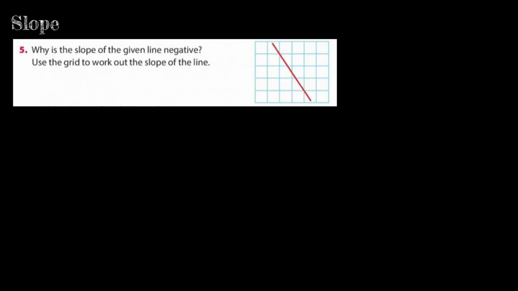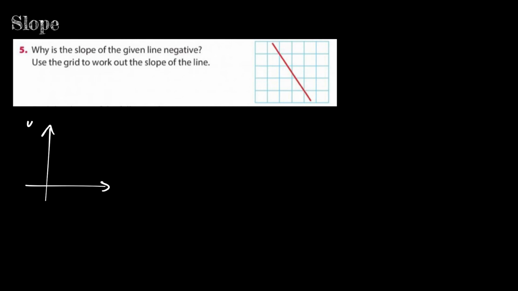So question 5, it says, why is the slope of the given line segment negative? So why is the slope of the line here negative? All the questions that we worked on for question 3 and for question 4, all the lines were sloping this way and they're all positive. Now we're looking at use the grid to work out the slope of the line. So we're looking at this line here and they want to know why it's negative. The reason why it's negative is because it slopes from left to right. So let's just put that on a grid.